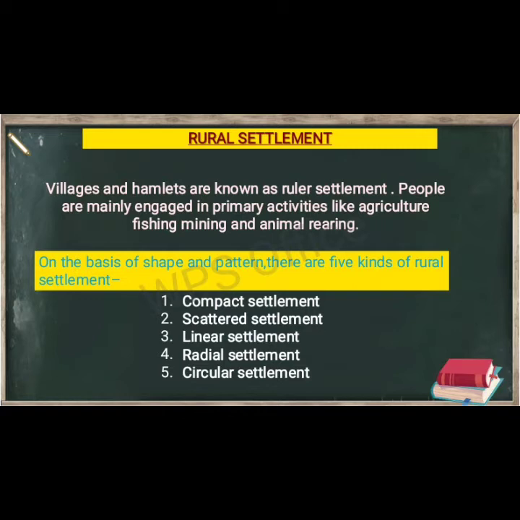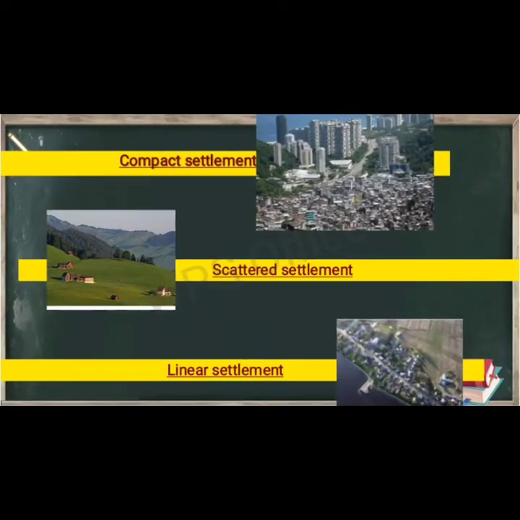The first is compact settlement. Second is scattered settlement. Third, linear settlement. Fourth, radial settlement. And the fifth one is circular settlement. We will first see the compact type of settlement. In the first image, we can see clearly that the houses are built close to each other. So this type of settlement is known as compact settlement. In the second image, we can see only 3-4 houses which are built very far from each other. This type of settlement is known as scattered settlement.